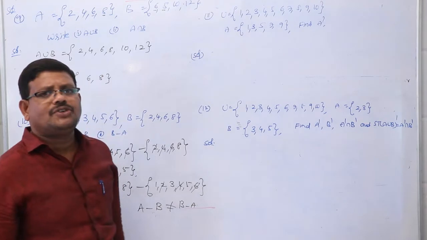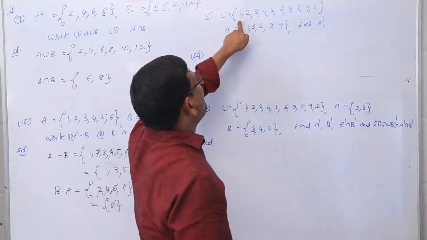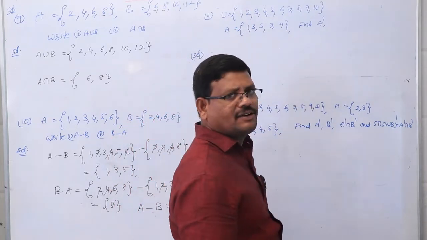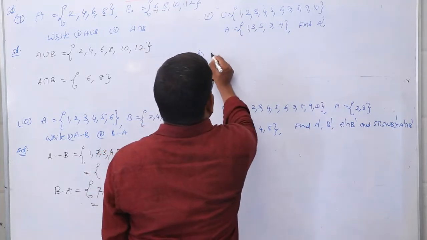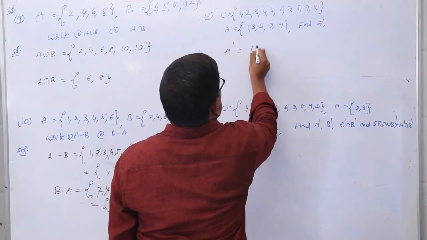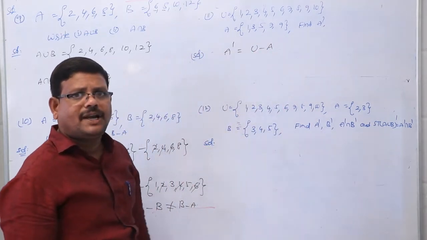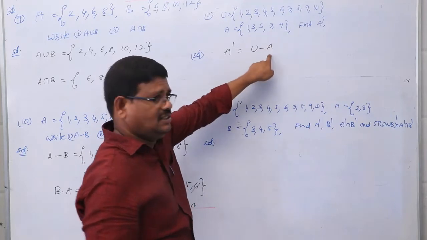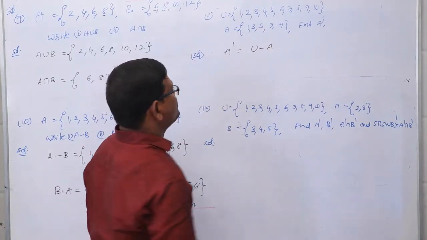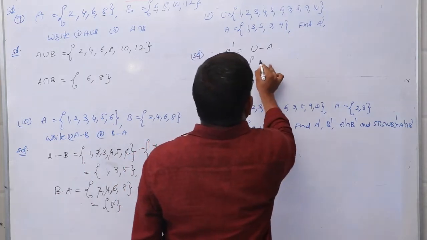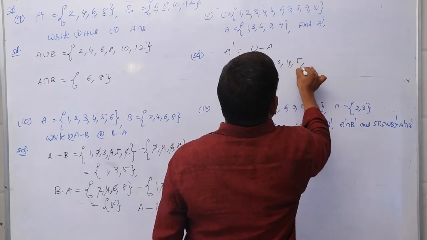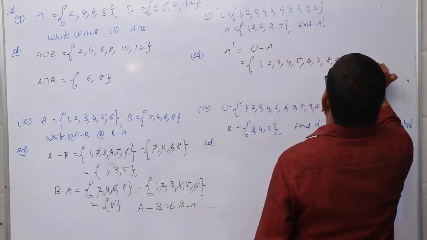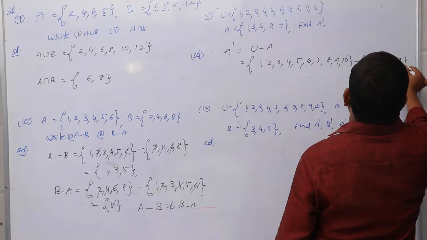Next, the 11th problem. If U, the universal set, is the set of 1 to 10, and A is the set having 1 to 9, find A complement or A dash, which equals U minus A. The complement is the set having elements that are in the universal set but not in the set A. A complement is U minus A, equal to the set {1, 2, 3, 4, 5, 6, 7, 8, 9, 10} minus the set {1, 3, 5, 7, 9}.